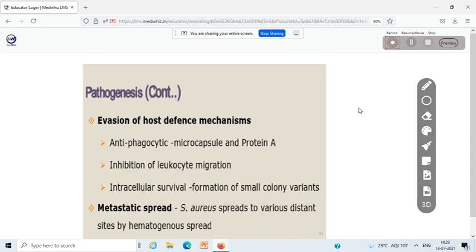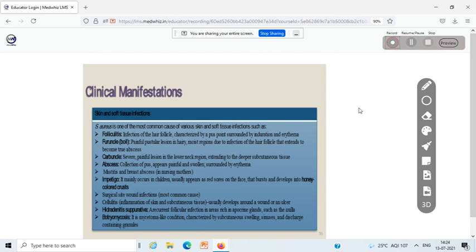Evasion of host defense mechanisms. It is antiphagocytic because of the microcapsule and protein A. It inhibits leukocyte migration, and intracellular survival occurs by formation of small colony variants. Metastatic spread occurs because it spreads to various distant sites by blood, or by hematogenous spread.